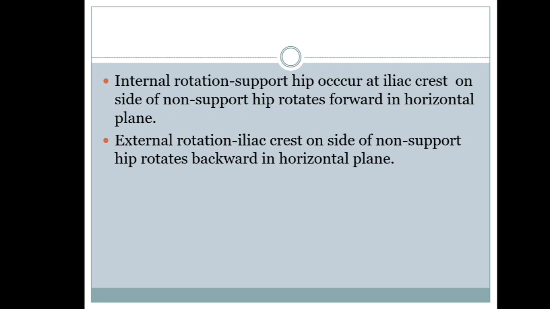So for internal rotation of the support hip, the iliac crest on the side of the non-support hip rotates forward in the horizontal plane. For external rotation, the iliac crest on the side of the non-support hip rotates backward in the horizontal plane.